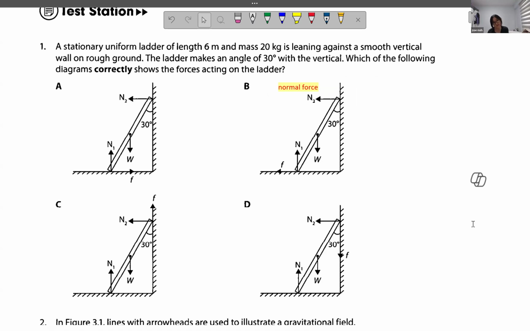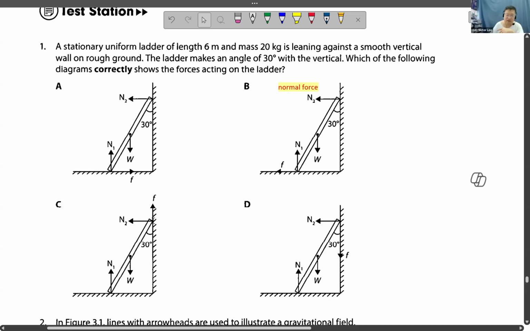D? Because the friction is going downwards. No, imagine the ladder tries to go downward. The friction must push against it. Also, it should be C, because it's against the wall. Wait. Force should be on the floor, right? Yes, more on the floor. You're right. Friction is more on the floor. The wall actually has very little friction. So it's A. Yes, answer is A, correct.